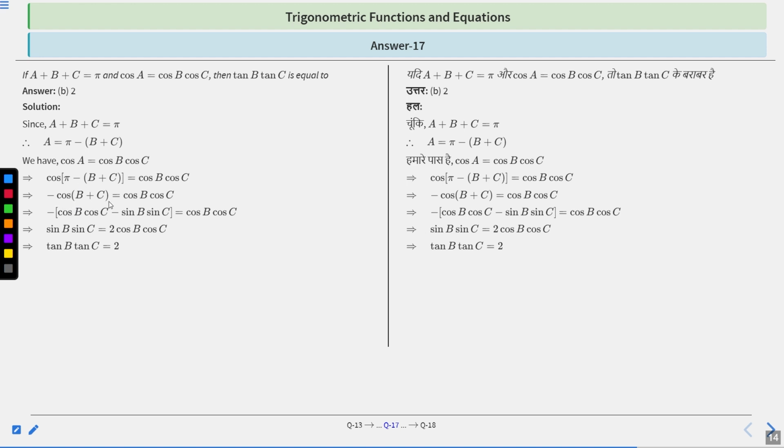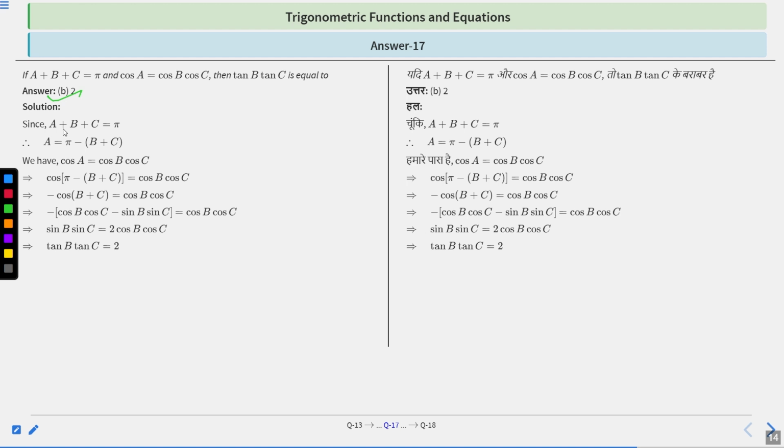Now, cos(b plus c) can be further solved as minus of cos b cos c minus sin b sin c is equal to cos b cos c. Therefore, after further simplification, we will get sin b sin c is equal to 2 times cos b cos c. Now, let's move cos b cos c to the left hand side. Therefore, we will get tan b into tan c is equal to 2. Right? Tan b into tan c is equal to 2. Therefore, option B, 2, is the right choice. Got it? Option B is the right choice.